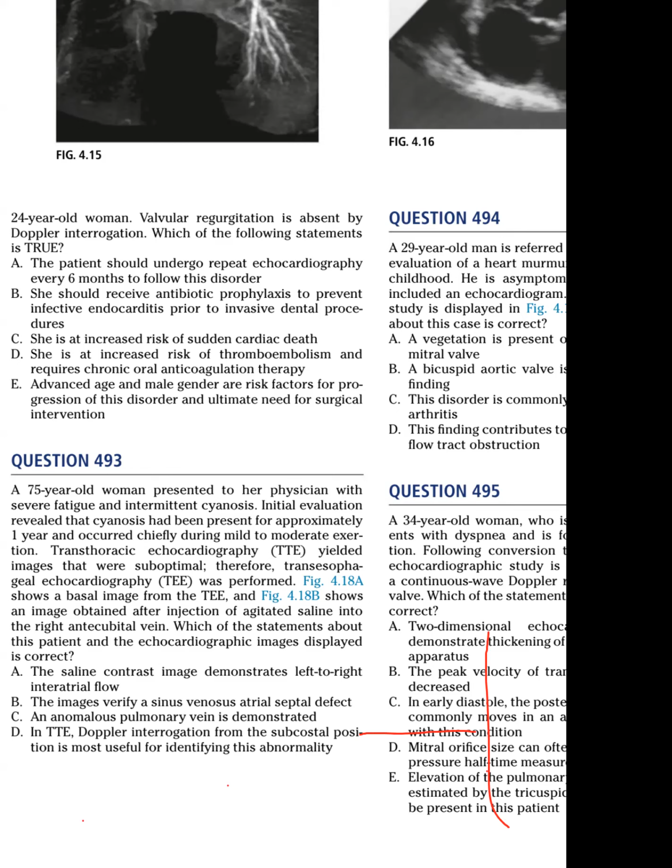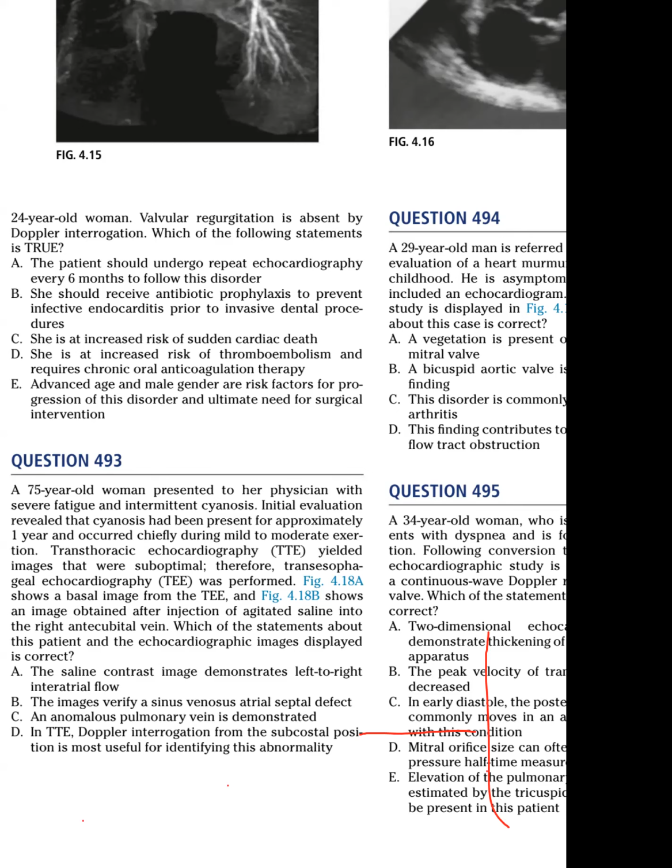493. A 75-year-old woman presents to a physician with severe fatigue and intermittent cyanosis. Initial evaluation reveals that cyanosis had been present for approximately 1 year and occurred chiefly during mild to moderate exertion. Transthoracic echocardiography yielded images that were suboptimal. Therefore, transesophageal echocardiography was performed.